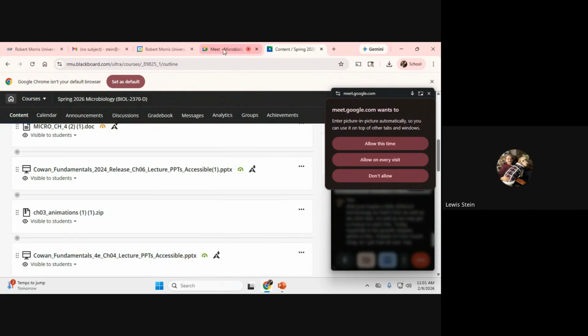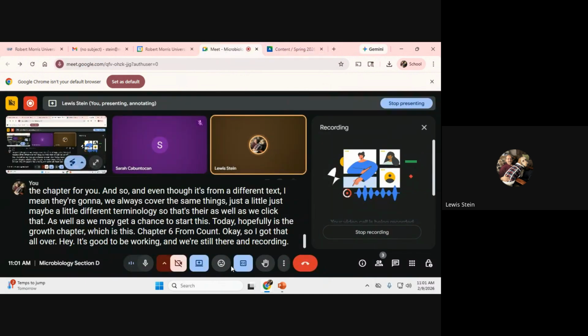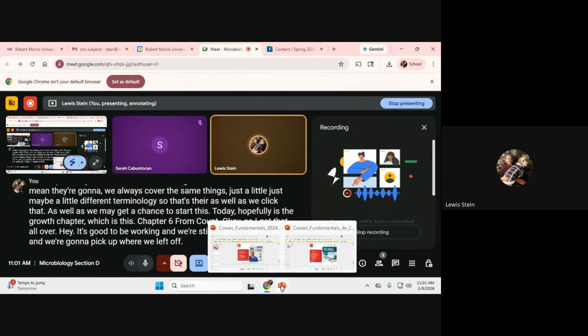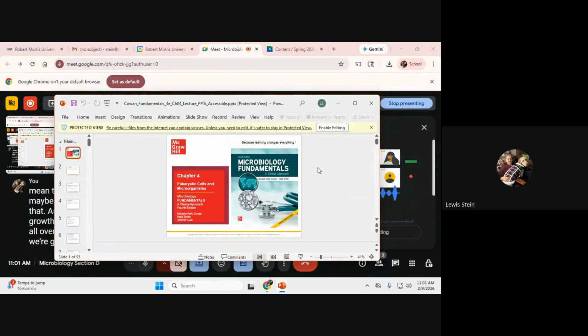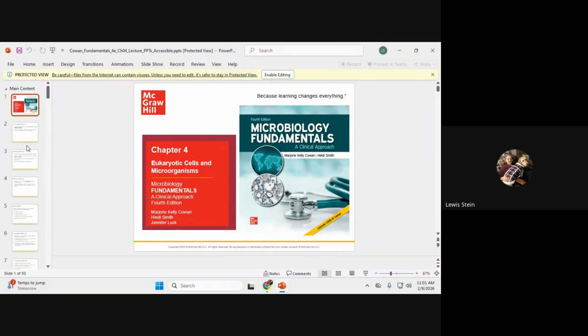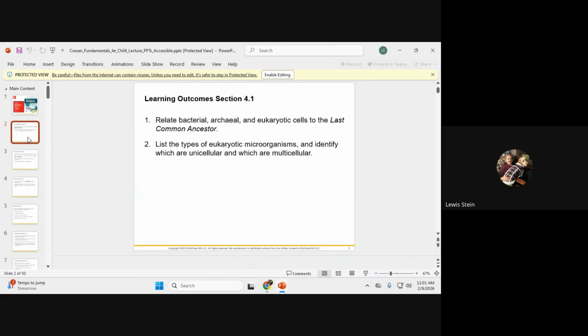Hey, it's good to be working, and we're still there and recording, and we're going to pick up where we left off in, that looks like chapter 4. We really just started, but I'll frame it the way I did for the class this morning. Other than some specific stuff about microbes and their relevance, this is a eukaryotic cell. This is the cell we spent literally weeks upon weeks in AP1 learning about. Understand for everybody going forward career-wise, if it's a prerequisite course, you're supposed to have a passing knowledge of that material.